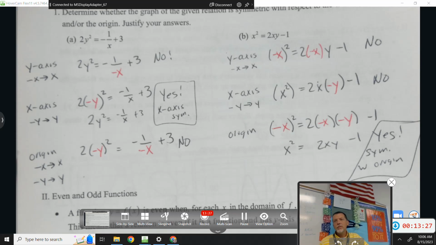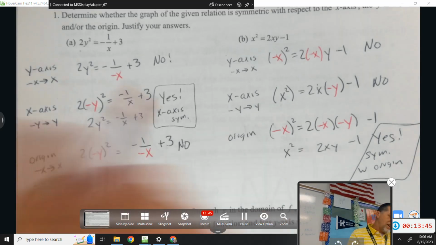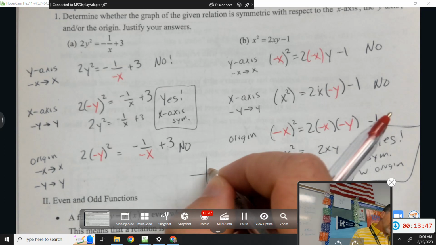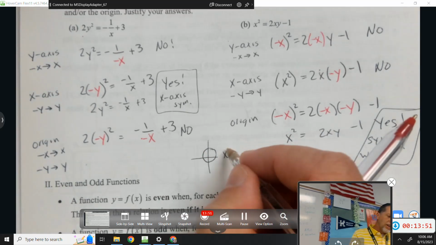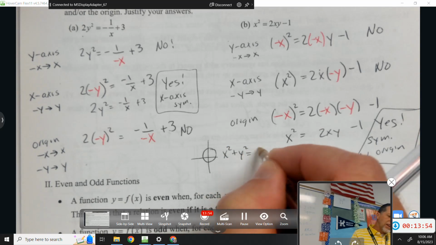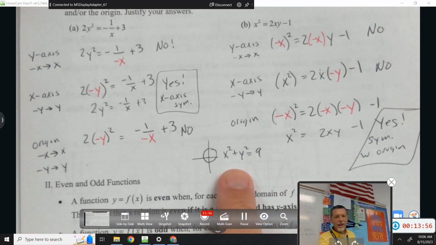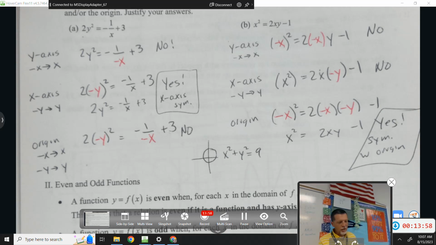Yes, it is possible that there would be no symmetry. You could get no for all of them. You could get yes for all of them. Just think of a picture. Think of a graph that has all the symmetry. What's a graph that has all the symmetry? Not y equals x. Circle. It's not a very well-centered circle. Like x squared plus y squared equals 9. And because everything's squared, it fixes all the negatives, so it has all the symmetries.